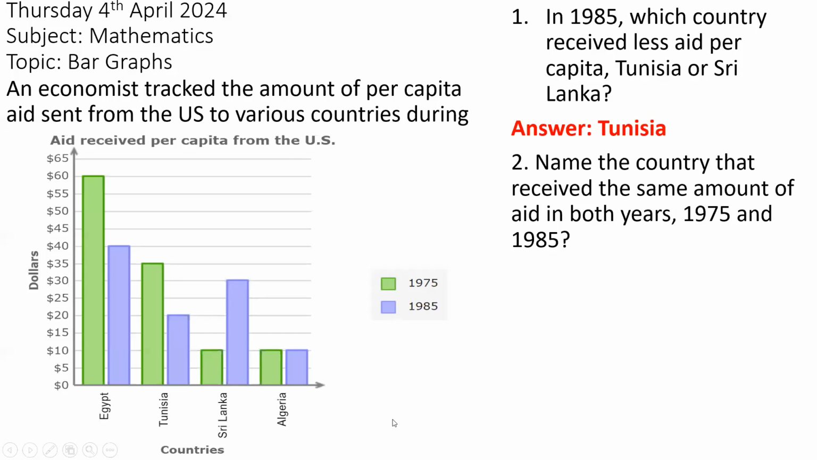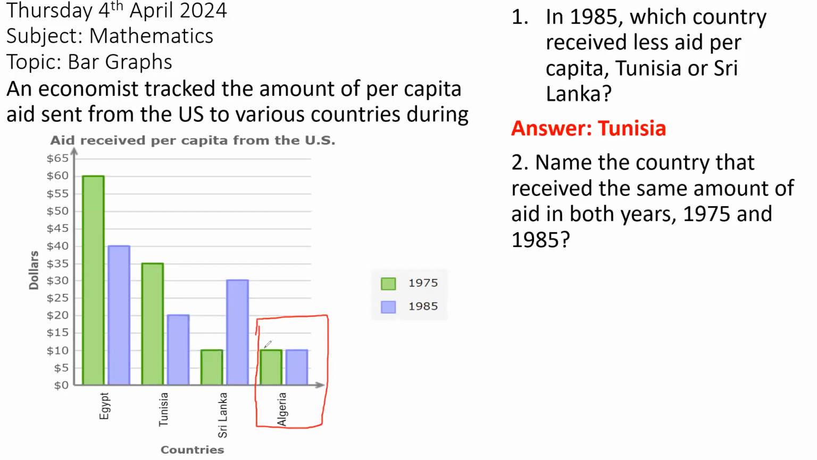Which country received the same amount of aid? Algeria. Algeria, very good. Do you all understand that? Let me know if you all understand now. A country that received the same amount of aid. Yes, sir. Good, Algeria. So if we look carefully here, we have Algeria.